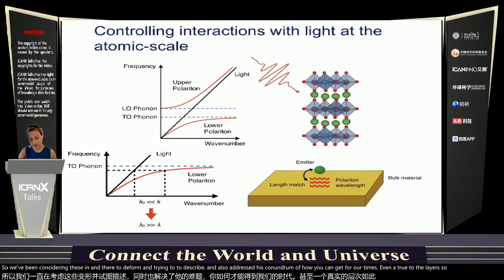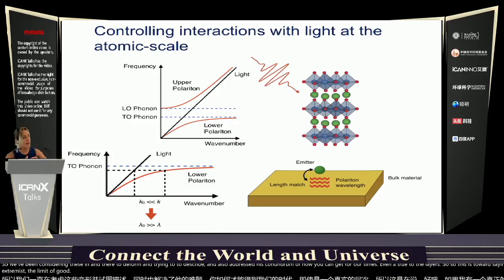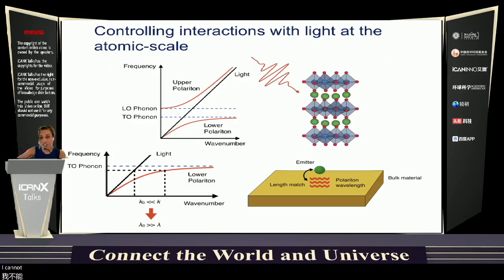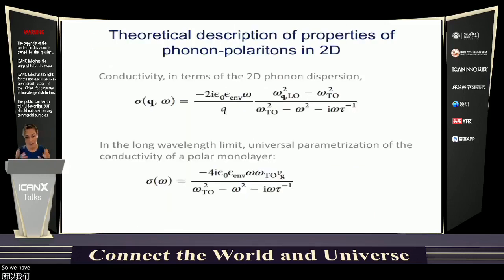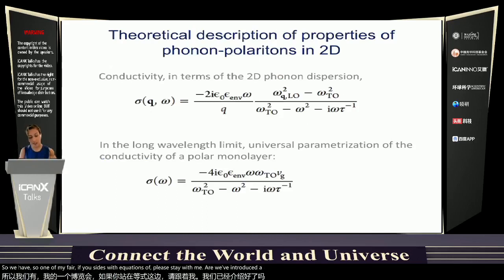So this is towards saying, okay, if I have a true monolayer that is in some ways the extremest limit of confinement that I can think of, I cannot squish electromagnetic energy down any more than a monolayer. And I can also talk about how an emitter, for example, couples to that. So this is one of my very few slides with equations, so please stay with me. We've introduced a universal parametrization of the conductivity of a polar monolayer.